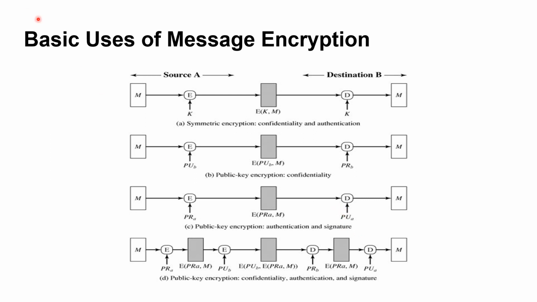So the fourth diagram is public key encryption along with all these combinations. The signature is generated, and then encryption is done along with the signature, and then it is transmitted. Since the entire signature has been encrypted, at the receiving end we have to perform decryption, and then strip the signature, and retrieve back my message. These are the basic uses of message encryption.